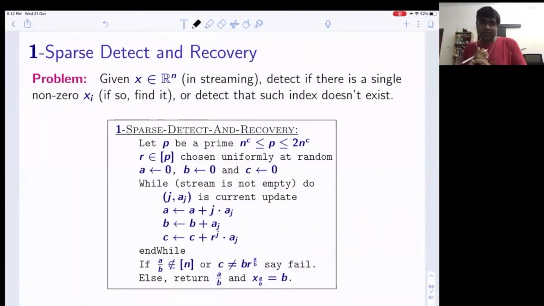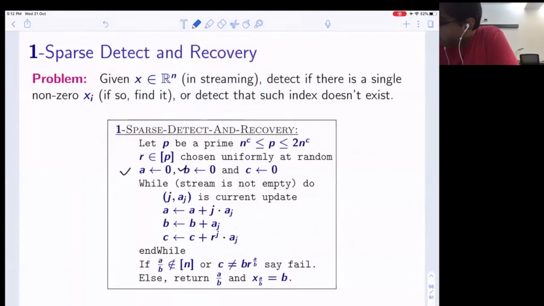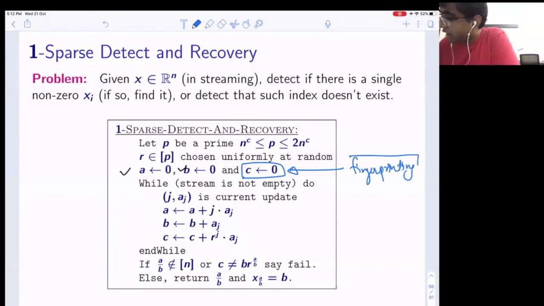So this is a slightly non-trivial algorithm. What we will do, we'll choose a prime between n^c and 2n^c, and we will choose R uniformly at random from 1 to p. And now, apart from keeping that A and that B, I will have another one. What I'm doing is fingerprinting. You will see what I mean by fingerprinting in a minute. If you have seen randomized algorithms, you understand what fingerprinting means. So all I'm going to do is some sort of fingerprinting now.